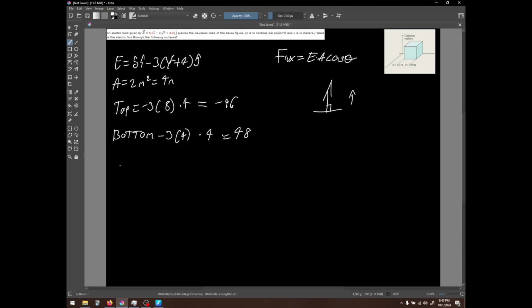And then it's asking left face. So now this one's going to be 5 I hat times 4. That should be as simple as that is. 5 times 4 is, what is that, 20? But it's going to be negative, no, wait. Yeah, negative 20. Yep.